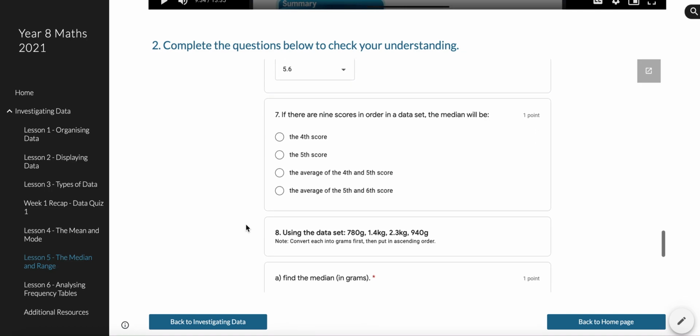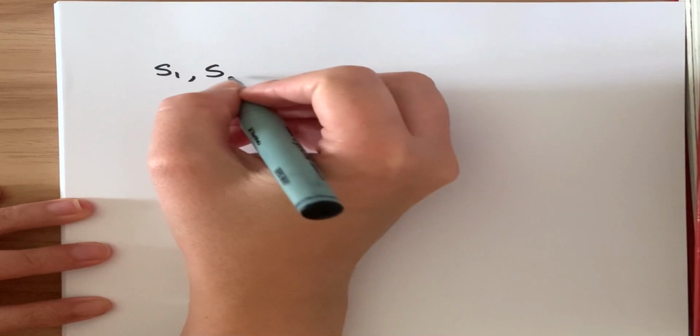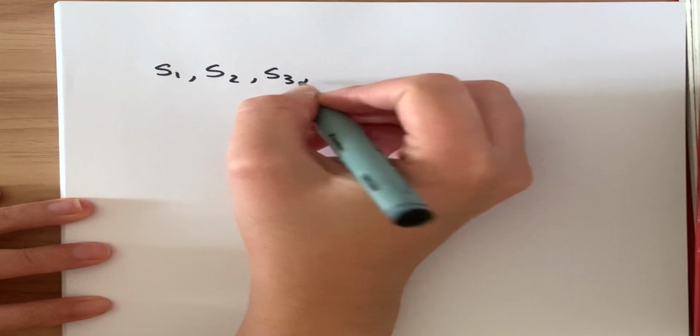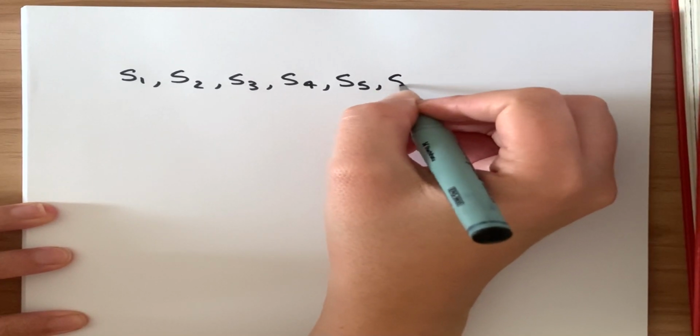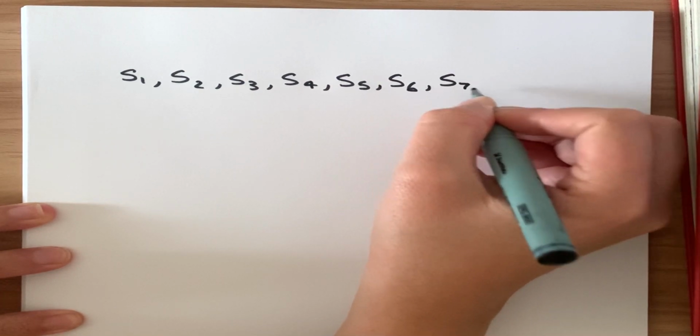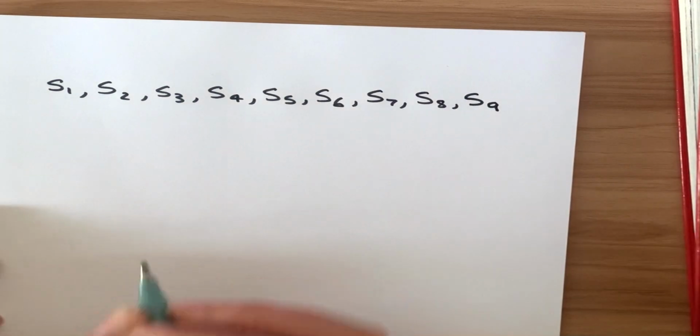Now, if there are 9 scores in order in a data set, what is the median going to be? Let's try and visualize this again, so I'll go back to pen and paper. We've got 9 scores in our data set. We've got score 1, score 2, score 3, the fourth score, the fifth score, the sixth score, the seventh score, the eighth score, and finally score 9, the ninth score.